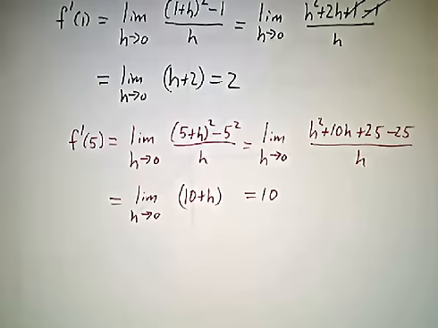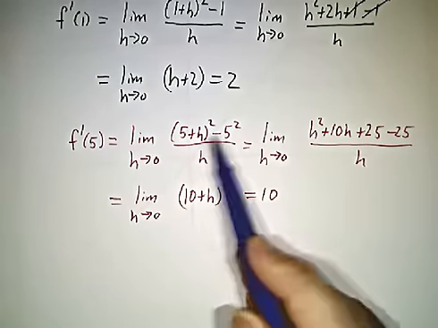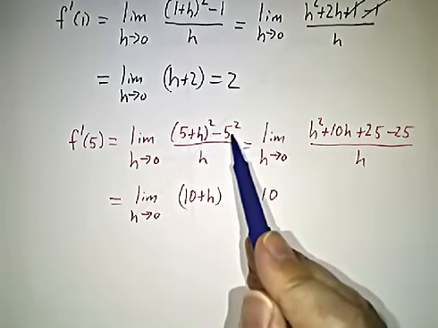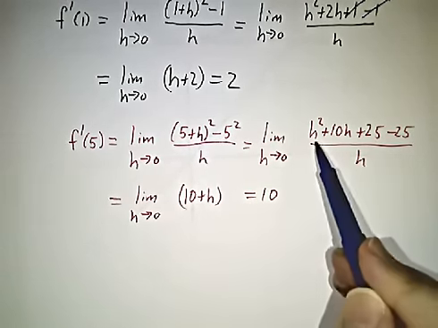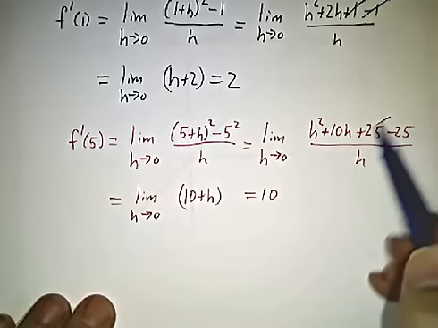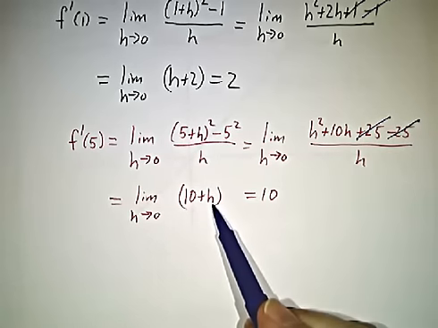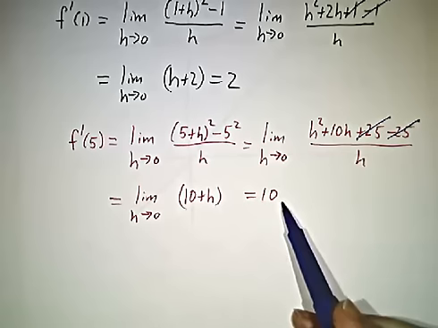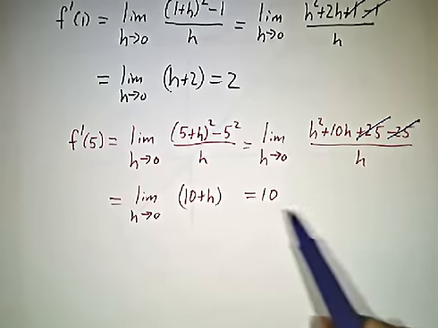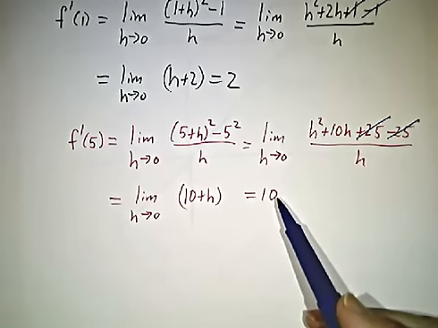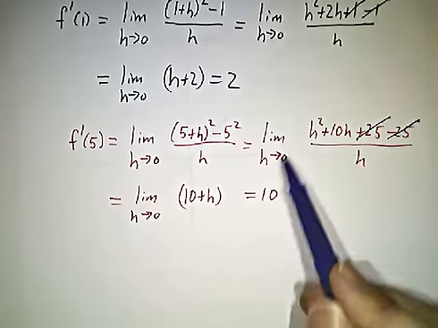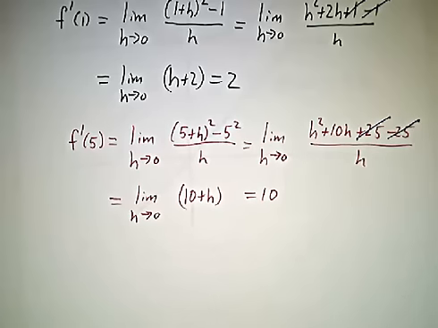If you wanted to know what f prime of 5 was, you could do the same kind of calculation. 5 plus h squared minus 5 squared over h. You expand it out. The 25's cancel. You divide by h. You get 10 plus h. Take a limit as h goes to 0. You get 10. If I'm going too fast for you, pause the video, look at the screen, work it out yourself, and then hit play again.